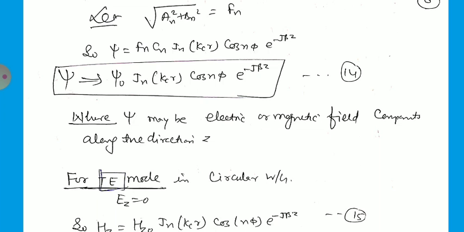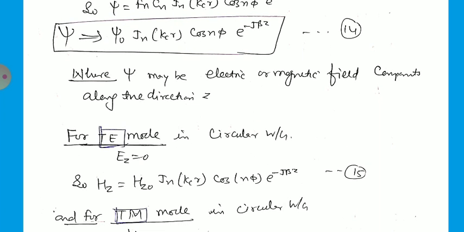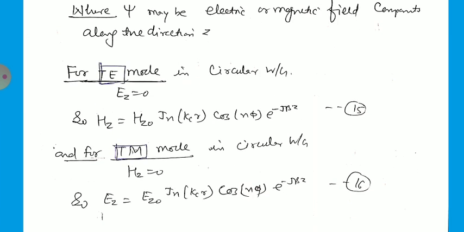Now for the TE mode in a circular waveguide, we know very well that Ez equal to 0, so there we get only Hz. So Hz equal to Hz0 Jn(kcr) cos n phi e raised to power minus j beta z. And for the TM mode of the circular waveguide, Hz equal to 0, so there we get Ez equal to Ez0 Jn(kcr) cos n phi e raised to power minus j beta z.